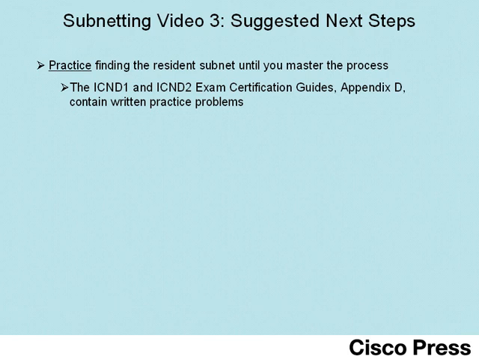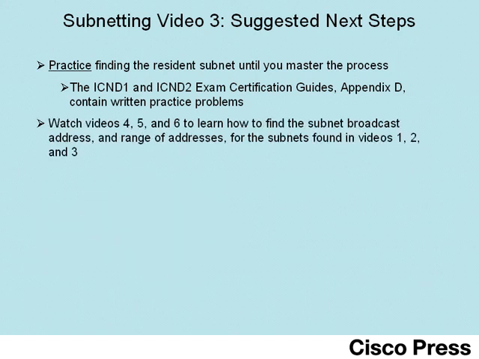Of course, the ICND1 and ICND2 books, Appendix D, have more example practice problems along with explanations of how to find the answers to those problems using this shortcut process. At that point, you'll probably want to move on to watch videos 4, 5, and 6, which show how to find the subnet broadcast address and range of valid addresses in each subnet.